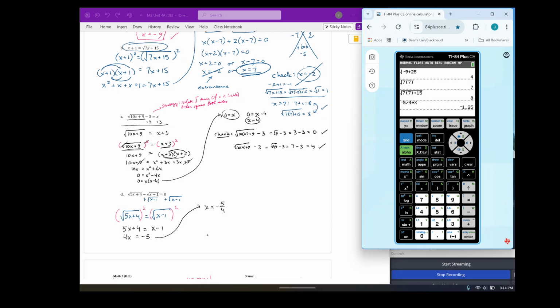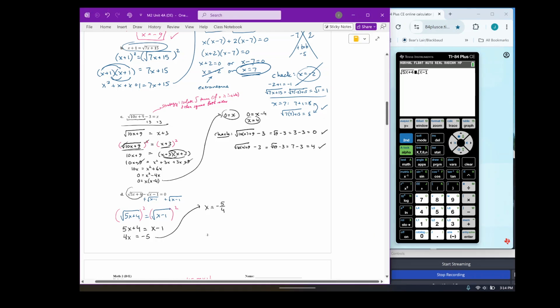And now I'm going to type in square root of 5x plus 4. And then move it out, minus the square root of x minus 1. Whoops, don't need a parentheses there. And if I hit enter on that, let's see what we get. Non-real answer. Interesting. -5/4, yeah, that gets messed up right over here.